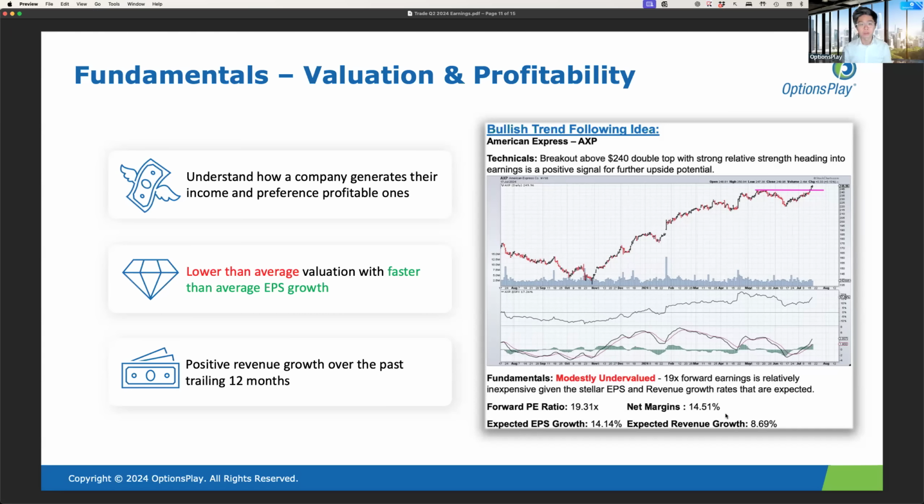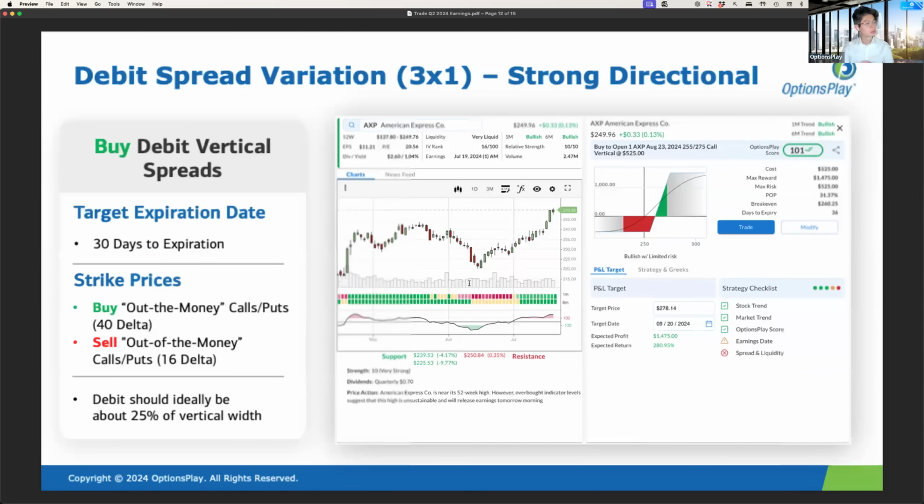And the vast majority of the time, you don't get everything lining up the way that it does, right? You might have 2 out of the 3 that line up, but for me, 2 out of 3 is not good enough. I need to have all 3 aligned in order to take a bullish or bearish position going into earnings season. So with that, let's talk a little bit about once you do find one of these opportunities, how do you actually trade it utilizing options?